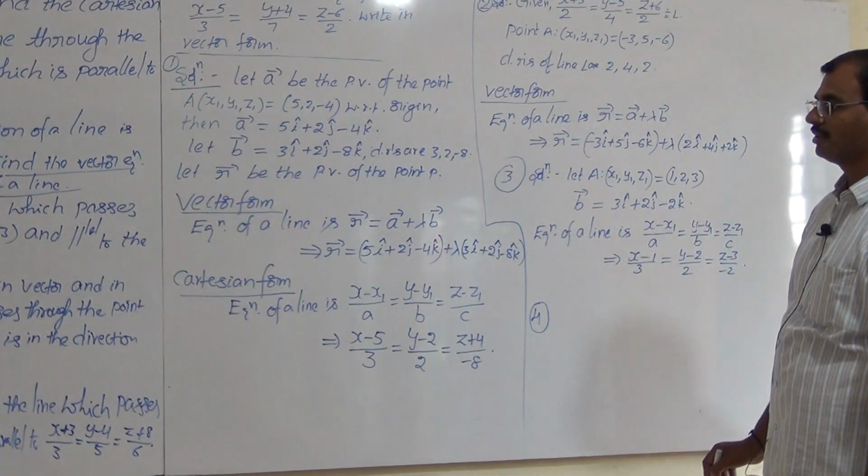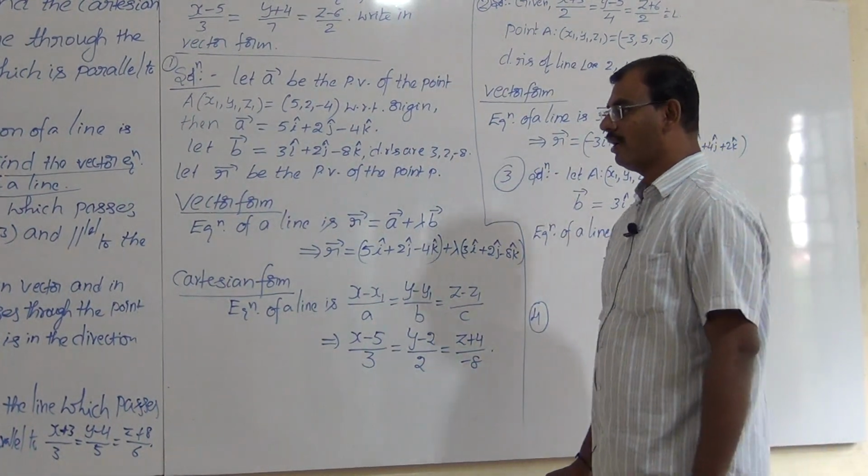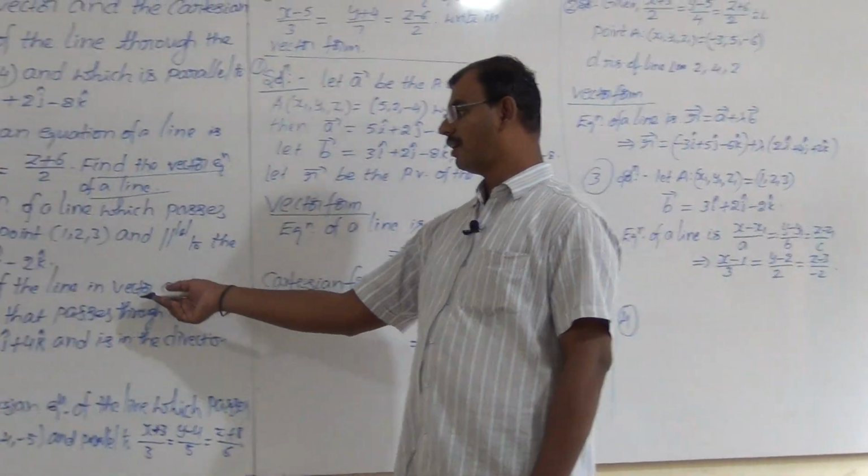What is the fourth question? Find the equation of a line in vector and Cartesian form.